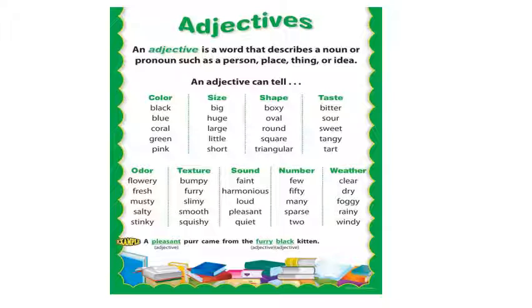Some adjectives can be colors, size, shape, taste. Color, like black: when we describe something that is black, we say it is a black car, or a big house. Okay, yes, the shape, the taste, the texture, sound, number, weather. These are types of adjectives.